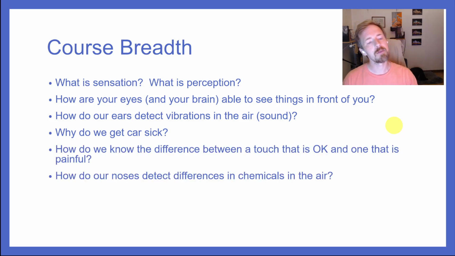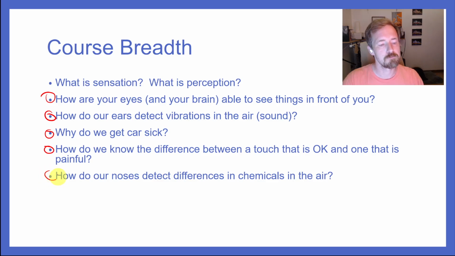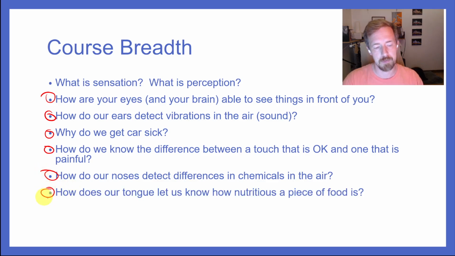So we're going to be talking about our eyes and how we see things. We're going to be talking about our ears and how we hear things. We're going to be talking about our sense of balance and our sense of rotation, or what we call vestibulation. We're going to be talking about our sense of touch and pain. We're going to be talking about smell and olfaction, and we're going to be talking about taste and our tongue.